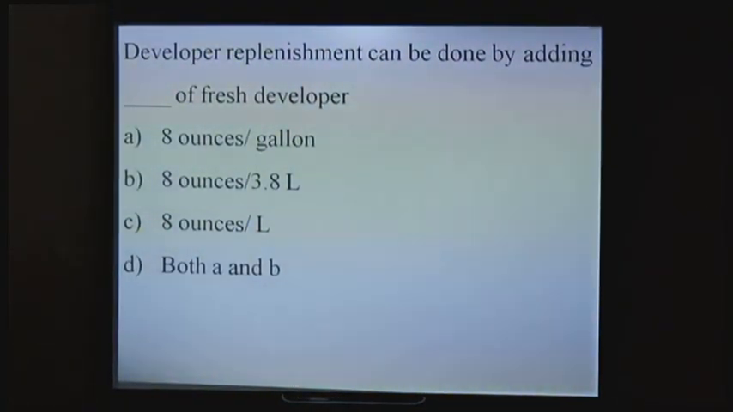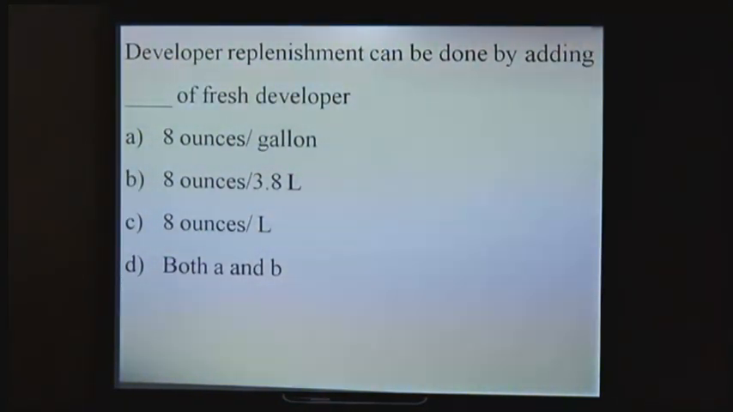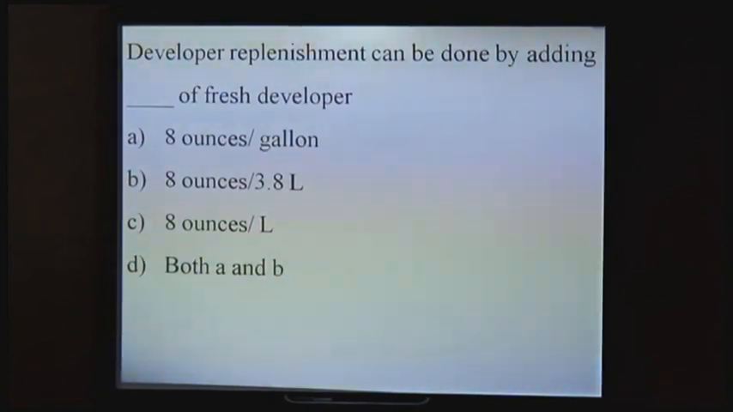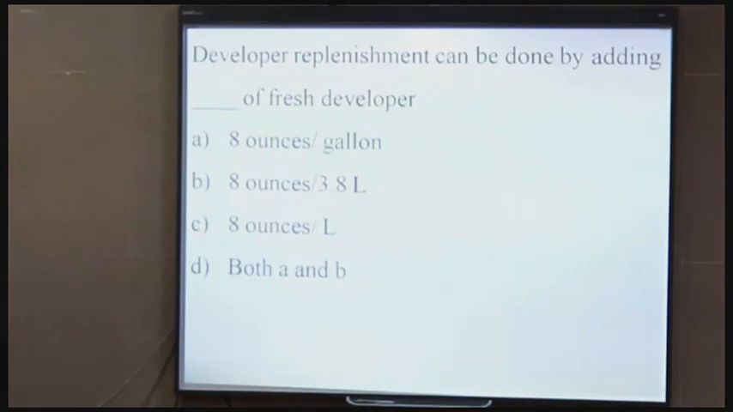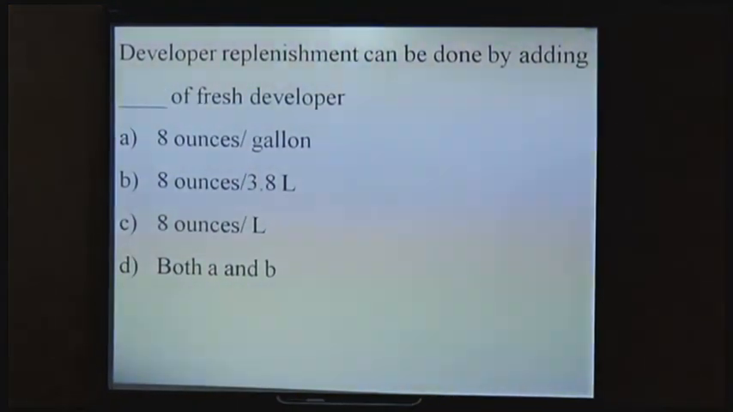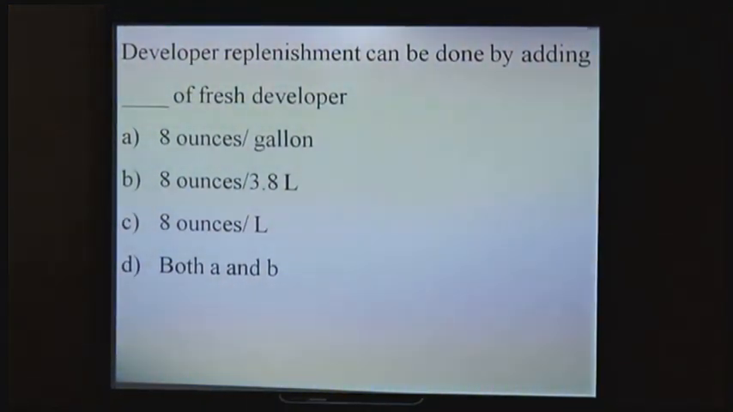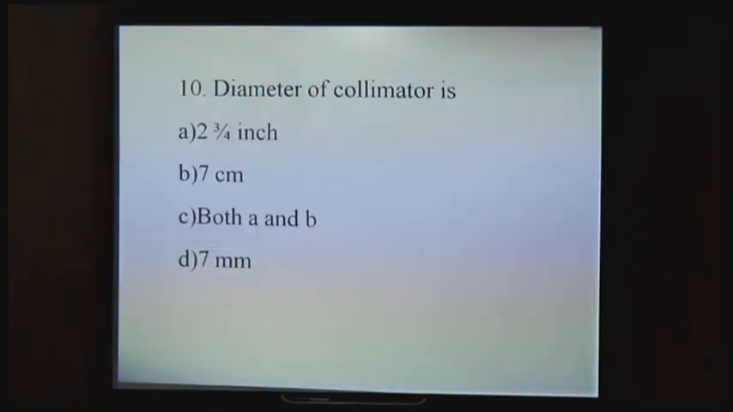The developer replenishment can be done by adding 8 ounces per gallon. 1 gallon is equal to 3.8 liters. So the answer is A and B. Alright? The answer is not written. The answer is A and B. 1 gallon is equal to 3.8 liters.